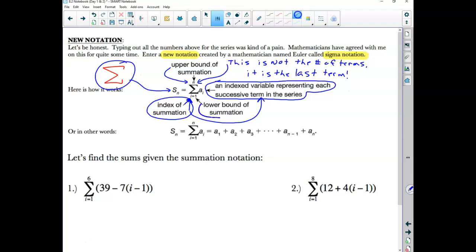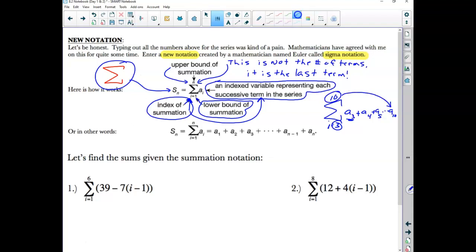And then we also have what's called a lower bound of summation. This number is the first term that we will be adding together. We're not always going to be adding from the first term. So if I had a sigma where i equals 3 to 10, I'm adding together a sub 3 plus a sub 4 plus a sub 5 all the way to a sub 10. This is the first term I'm adding. This is the last term I'm adding.